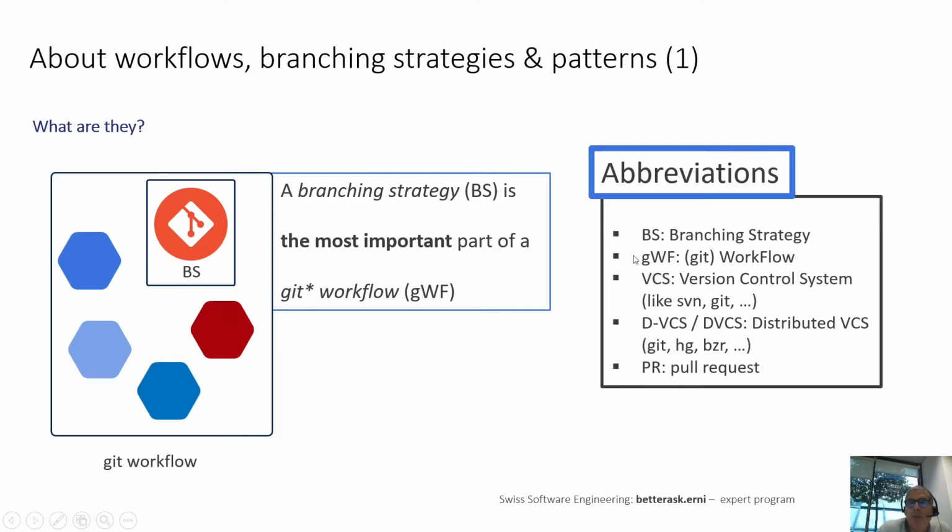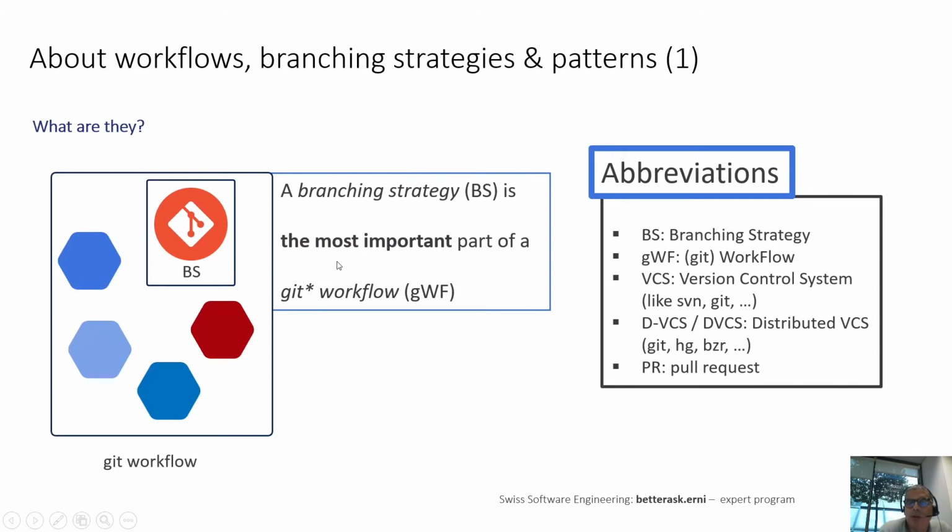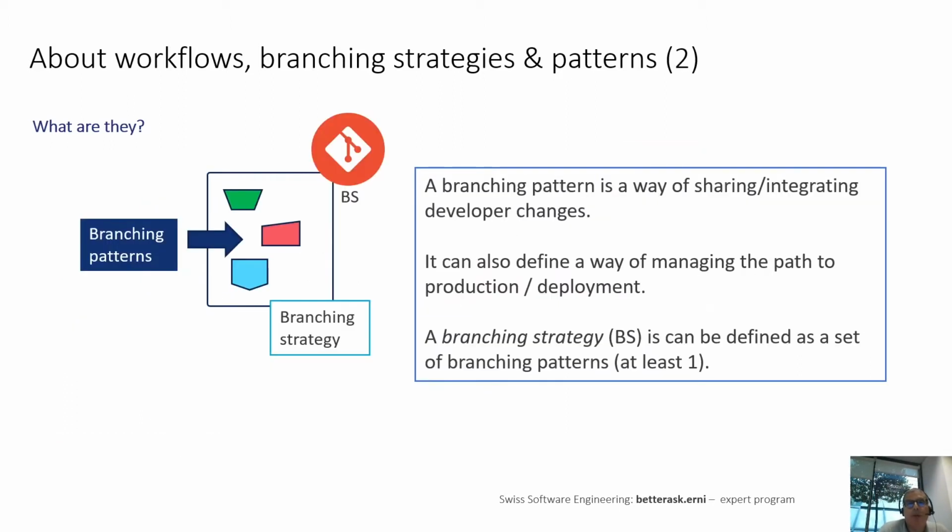Here we also have some abbreviations we're using in these slides. Maybe some of them have already been used. So branching strategy is BS, Git workflow. VCS means version control system. With a preceding D it means distributed, which means it doesn't need to be centralized or online. And PR, most of you know, is a pull request. Okay, so let's focus. We have a branching strategy as part of a Git workflow.